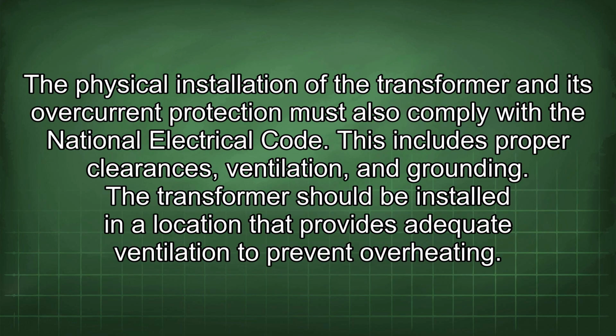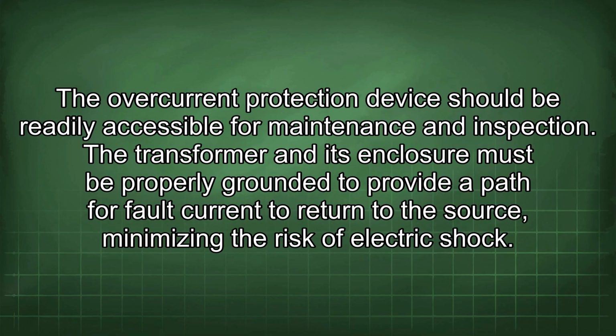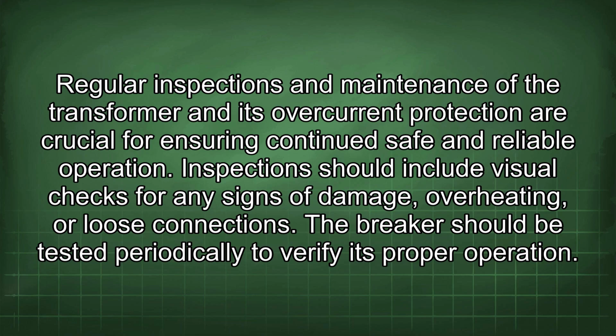The physical installation of the transformer and its overcurrent protection must also comply with the National Electrical Code. This includes proper clearances, ventilation, and grounding. The transformer should be installed in a location that provides adequate ventilation to prevent overheating. The overcurrent protection device should be readily accessible for maintenance and inspection. The transformer and its enclosure must be properly grounded to provide a path for fault current to return to the source, minimizing the risk of electric shock. Regular inspections and maintenance of the transformer and its overcurrent protection are crucial for ensuring continued safe and reliable operation.